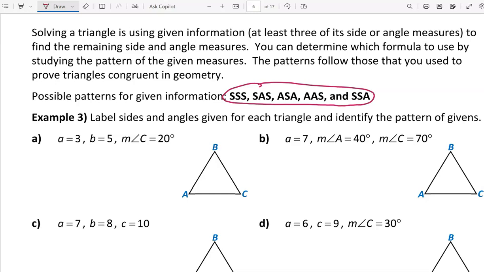Side, side, side would be if 3 sides were given. Side, angle, side. Angle, side, angle. Angle, angle, side. And SSA. SSA was something we were not told to use in geometry. In fact, we were told we shouldn't use it, and that was for the reason that we cannot prove two triangles congruent based on SSA congruence. It turns out that we can actually utilize the SSA case in trigonometry, but we may get more than one solution, so it is ambiguous.